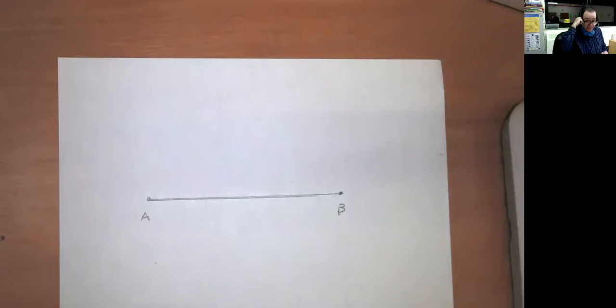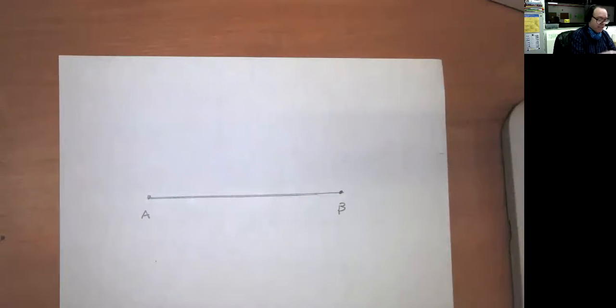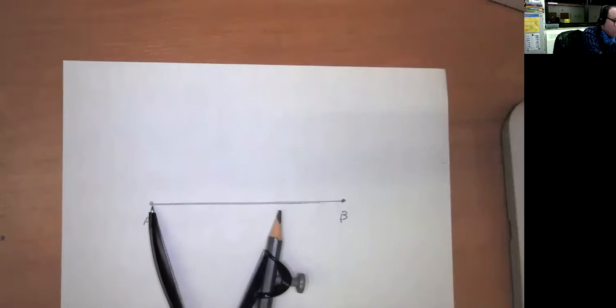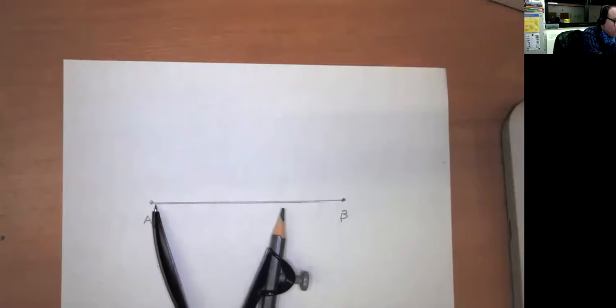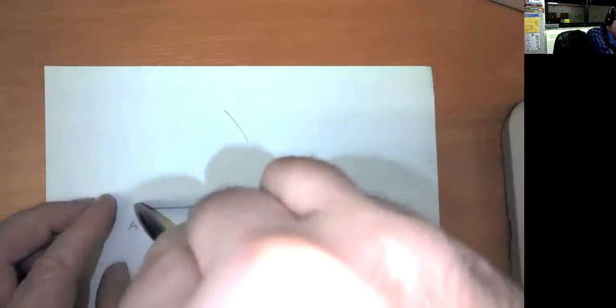So here I have a line segment AB, and I've got the line segment drawn. And so what I'm going to do first is, like we did in the experiment, we want to find points that are equidistant from A and B. And so I'm going to open my compass more than halfway across that line segment. And I'm going to draw a couple arcs. I'm going to make these arcs pretty big in the beginning.